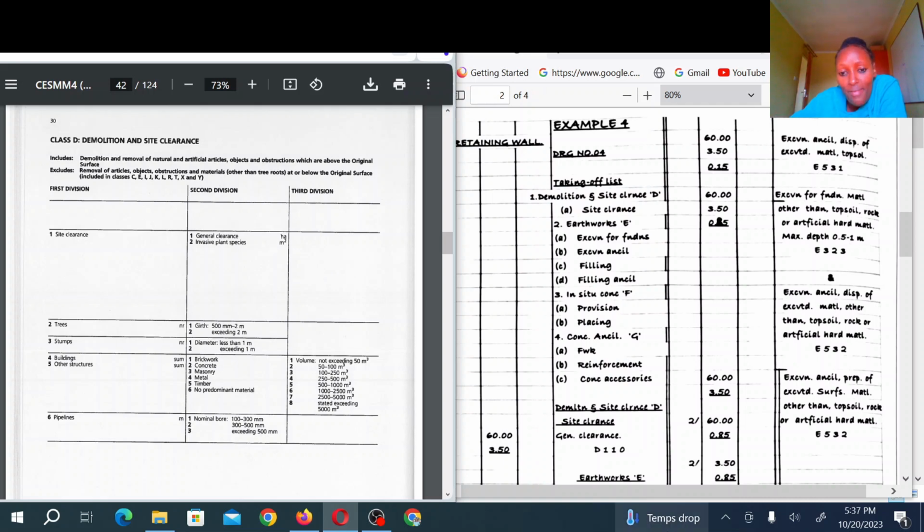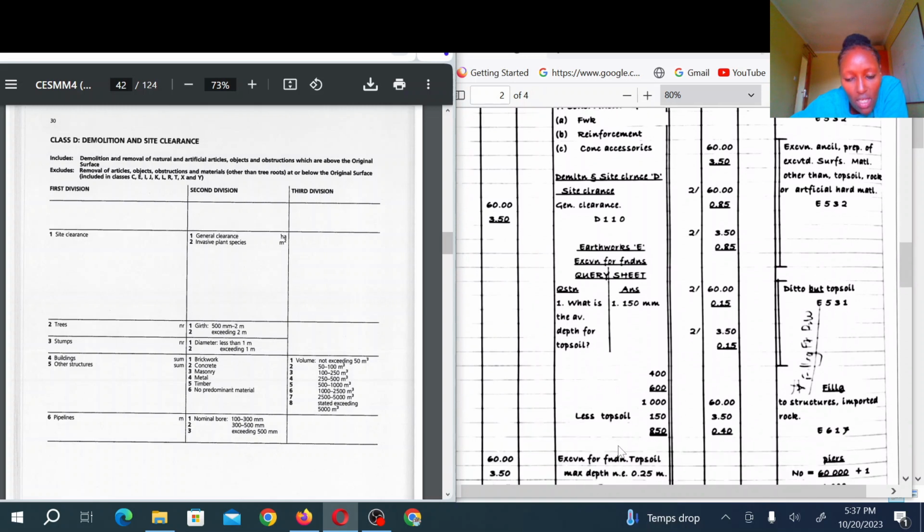So it shall be 60 meters by 3.5 meters wide. So we shall write general clearance. For the coding, it is Class D, first division 1, then second division, it is 1 again. Then for the third division, because there's nothing, it's 0. So D110.